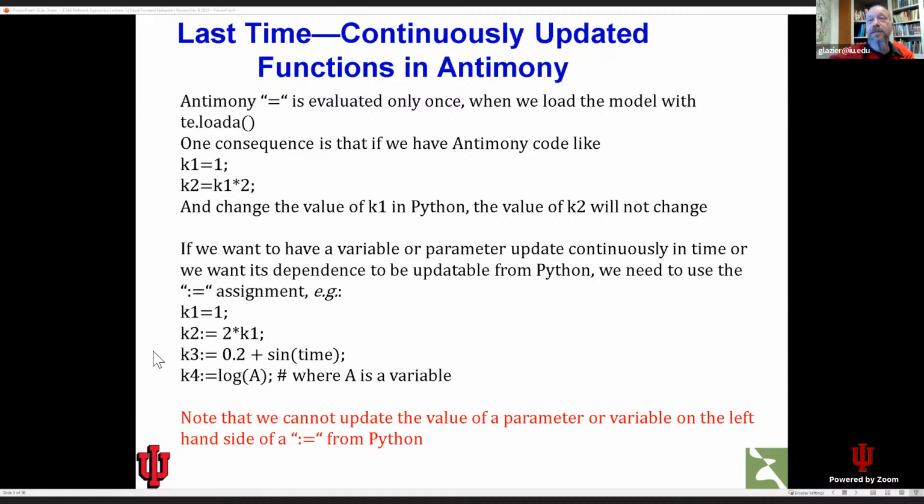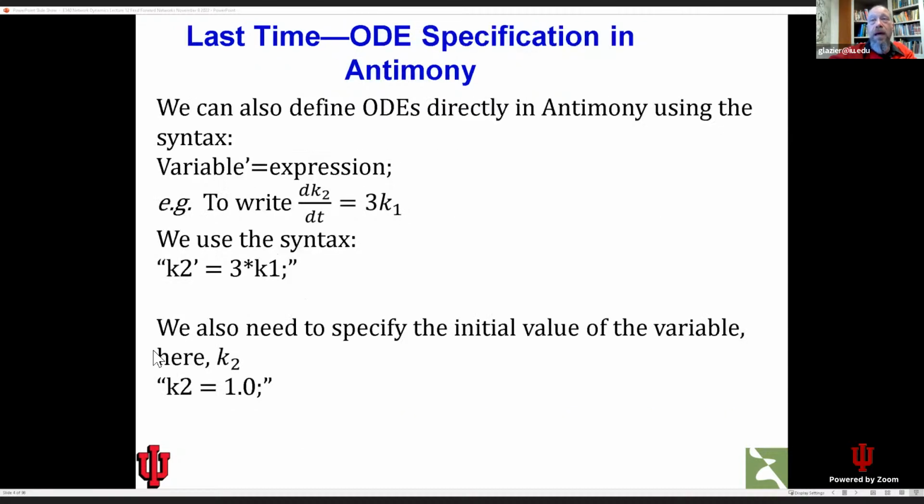You have explicit difference. And we talked a little bit about using the prime to indicate time derivative. And just a reminder, when you use that, you have to give the initial value.